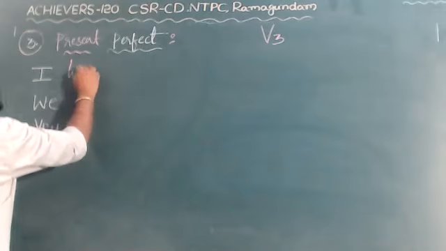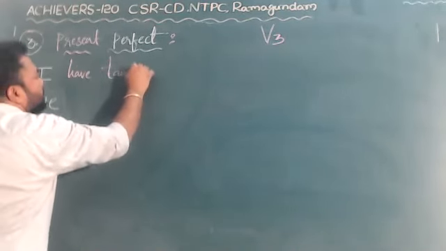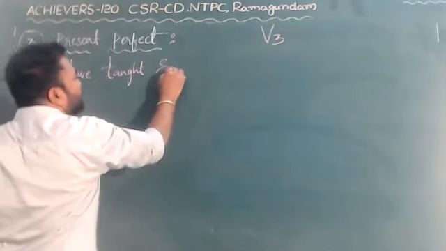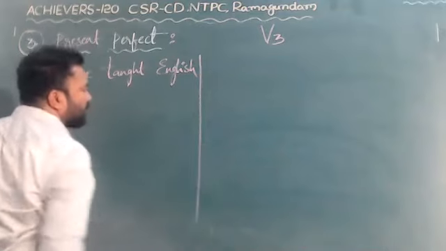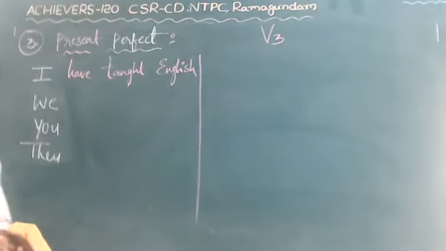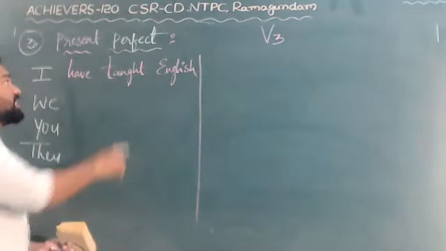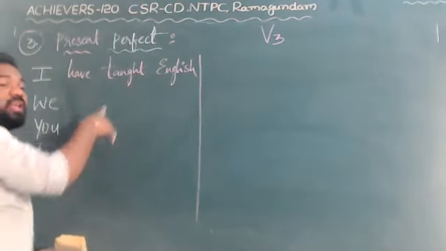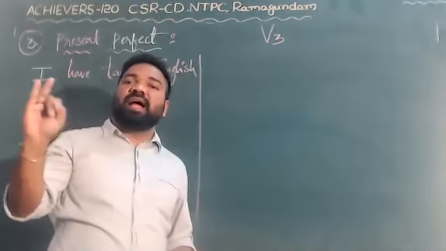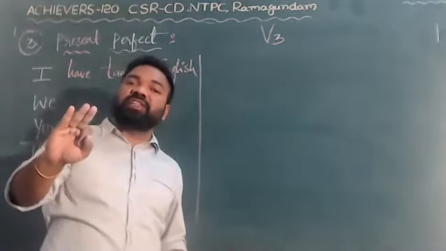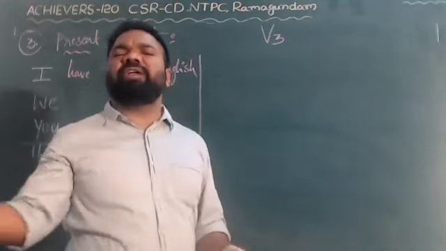I have taught English. What have I taught? So, I have taught. Students, this is V3. Taught is what? V3. Teach is V1, taught is V2, and taught is V3 also. Students, the action is just now completed.